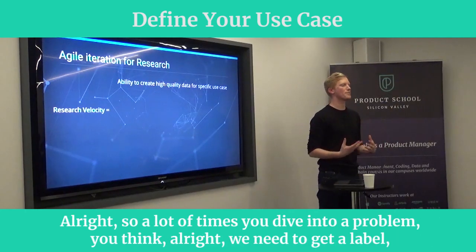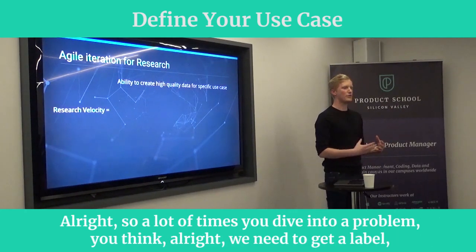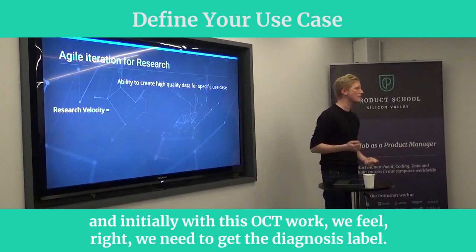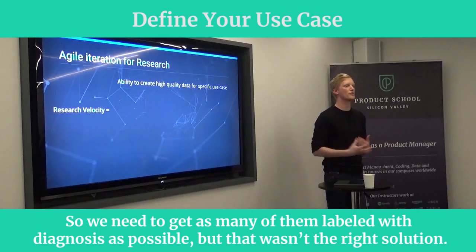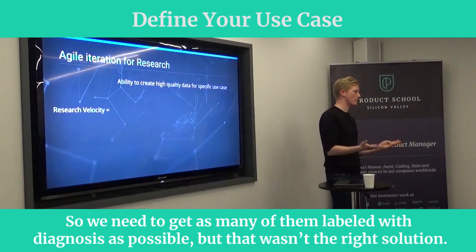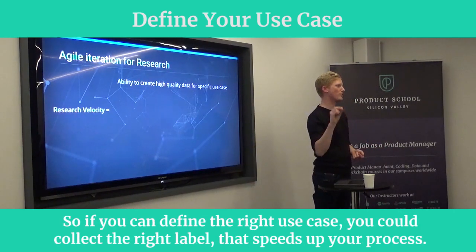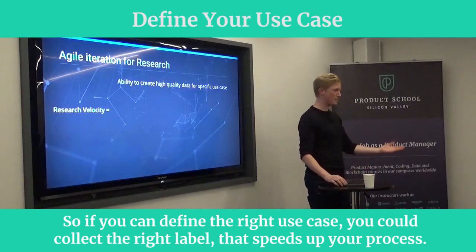So a lot of times you dive into a problem, you think, right, we need to get a label. And initially with this OCT work, we thought, right, we need to get the diagnosis label. So we need to get as many of them labeled with diagnosis as possible. But that wasn't the right solution. The right solution was, what is the referral decision for these projects, right? So if you can define the right use case, you can collect the right label. That speeds up your process.